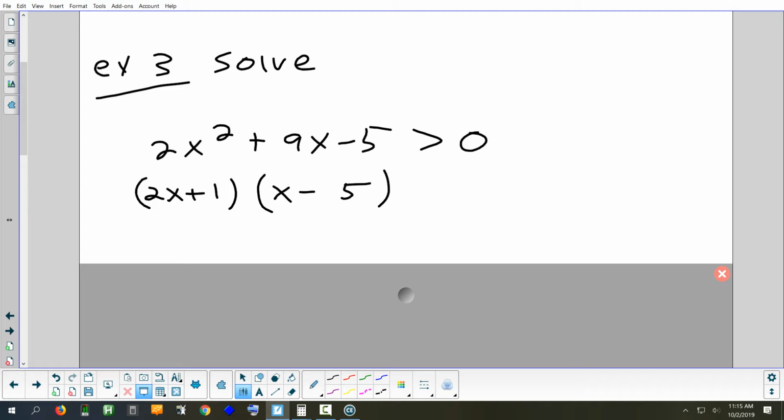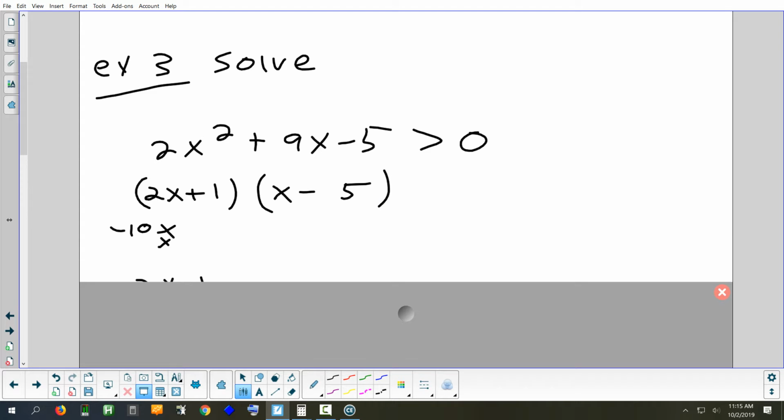Okay, let's check it. 2x times negative 5, it's a negative 10x. 1 times x is plus x. Negative 10 plus 1, is that plus 9?